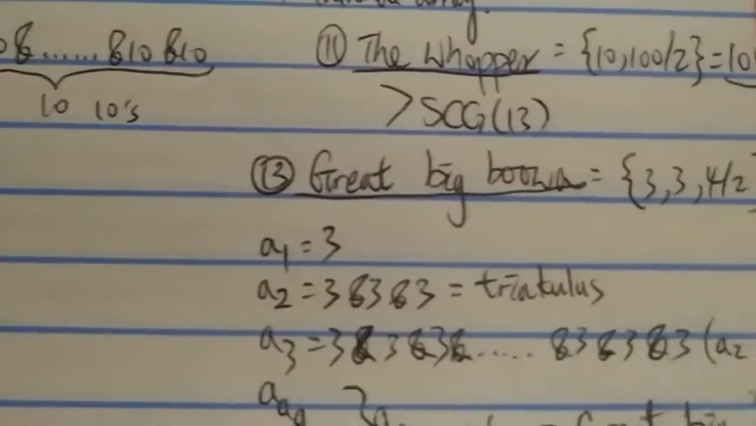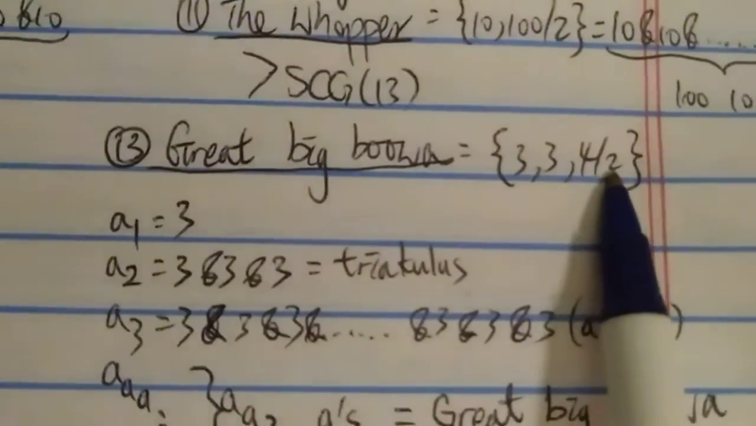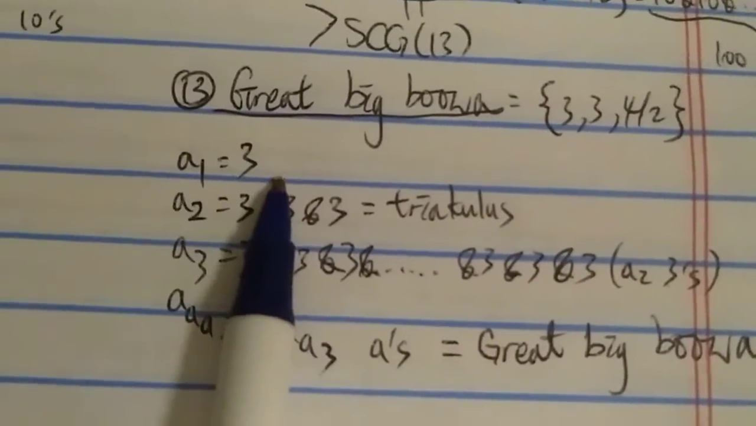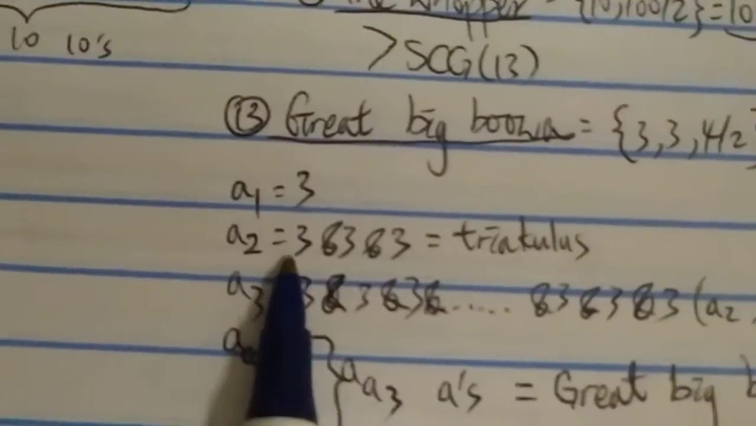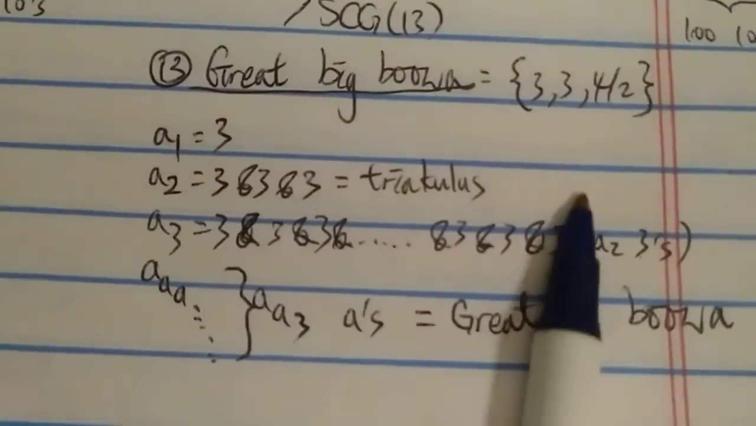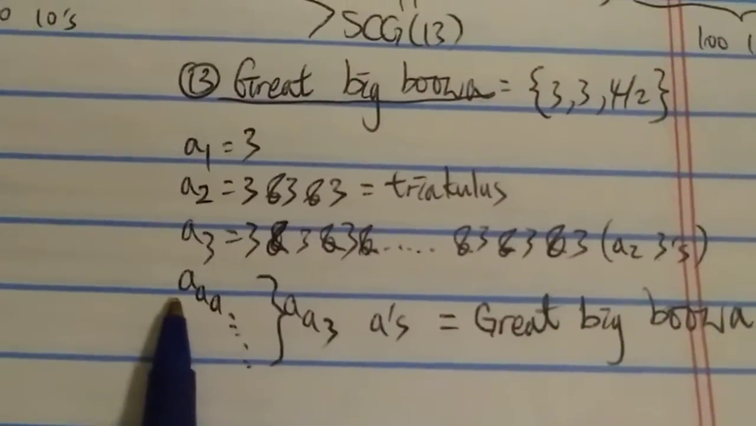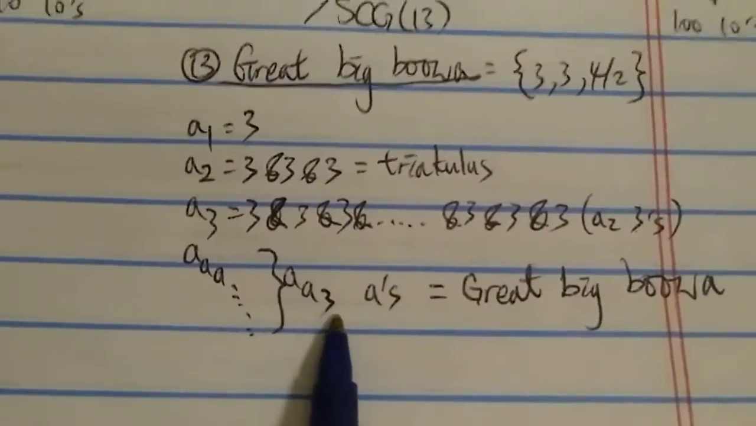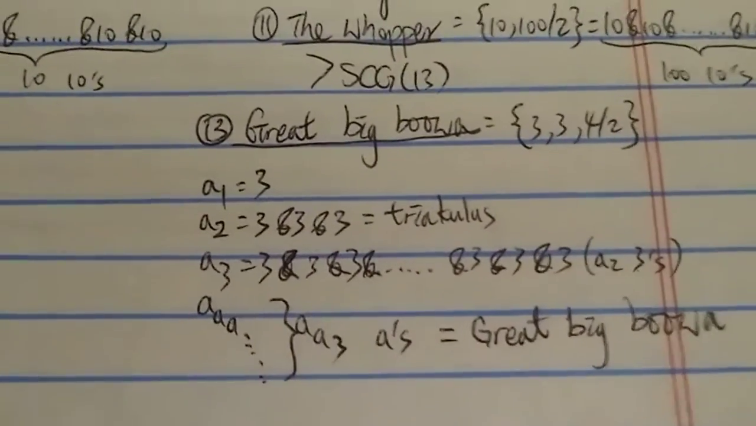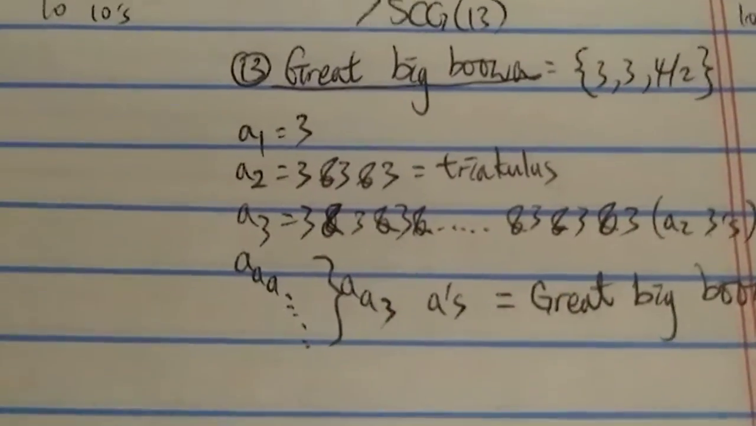And the last number I'm going to talk about in this video is the Great Big Boowa, which is 334/2. How big is this number? If A1 is 3, which I just talked about, A2 is this thing, A3 is this thing with A2 number of 3s. Then the Great Big Boowa is this thing over here, A with A3's number of A's. Pretty crazy, way beyond SCG already, but still smaller than Loader's number.